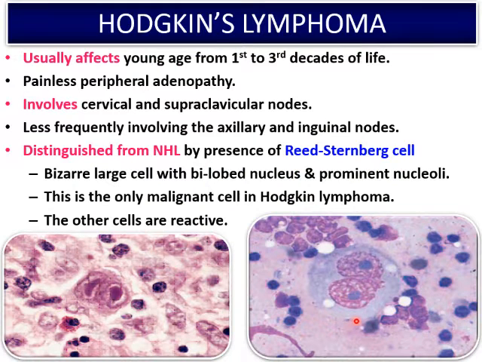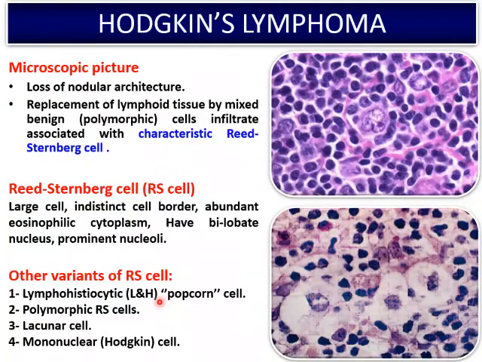As in this figure, we see a bilobed, mirror-image nucleus with prominent nucleoli, which we sometimes call mirror image. But we also have other variants of Reed-Sternberg cells, like the lymphohistiocytic or popcorn cell, like in this cell. This cell is a variant of RS, but not the classic form. We call this variant the popcorn or lymphohistiocytic cell.